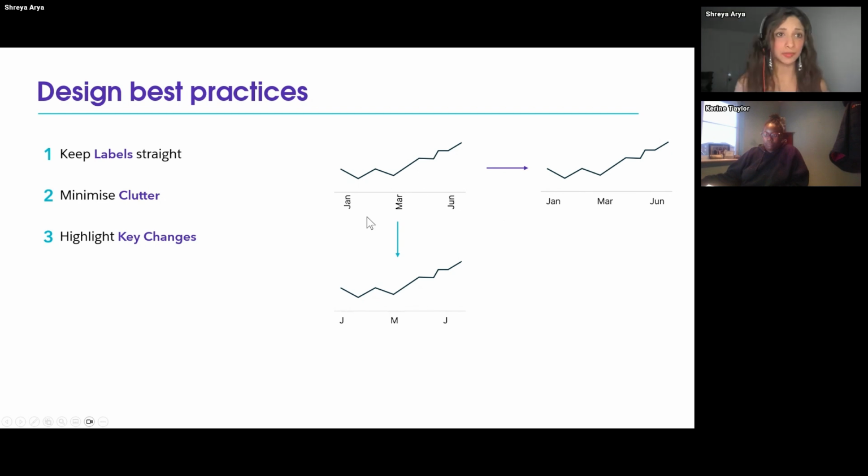And the same applies to bar charts. So I'm a huge fan of horizontal bar charts as opposed to vertical.